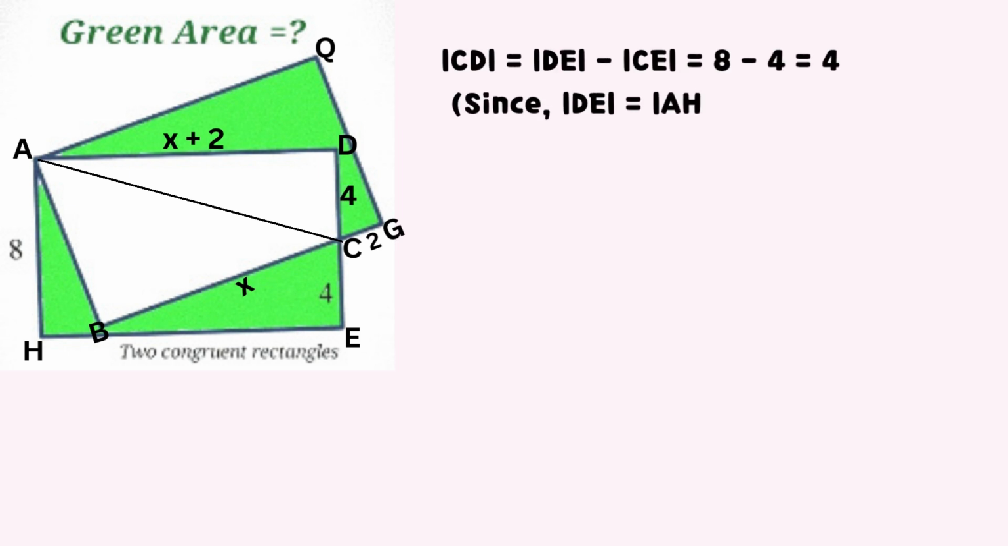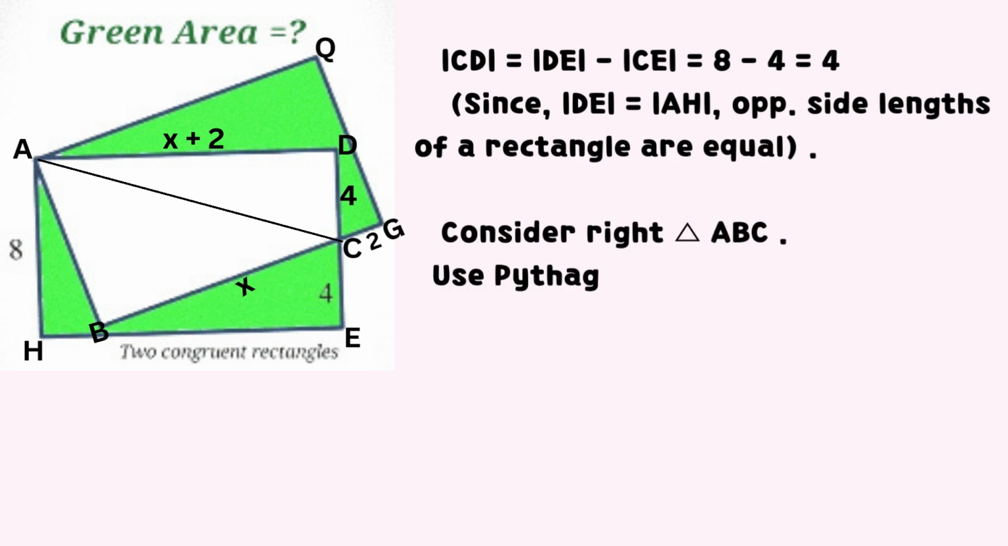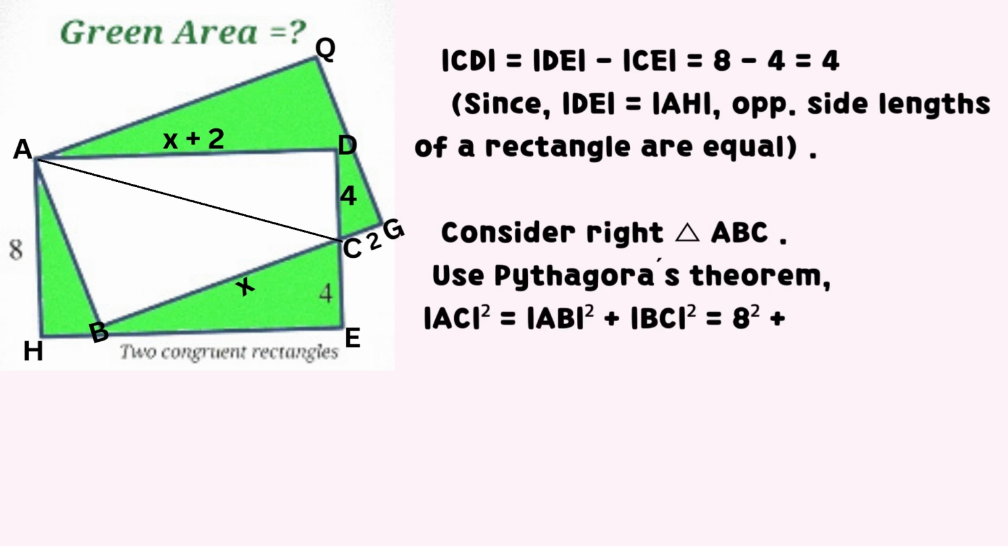Line CD equals line DE minus line CE, which equals 4, after simplification of substituted values. Since line DE equals line AH, this is because opposite side lengths of a rectangle are equal.